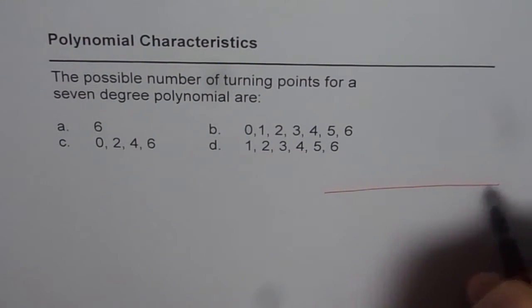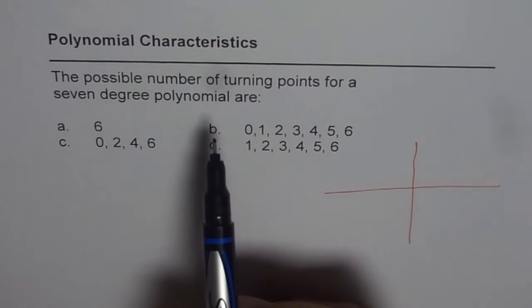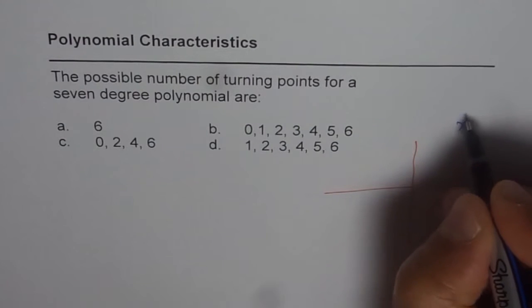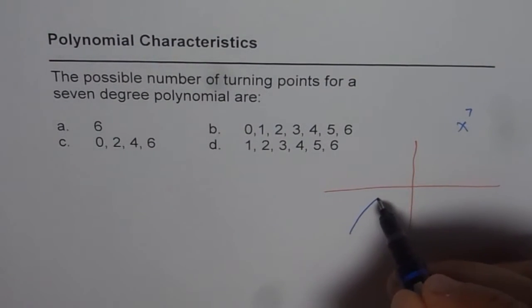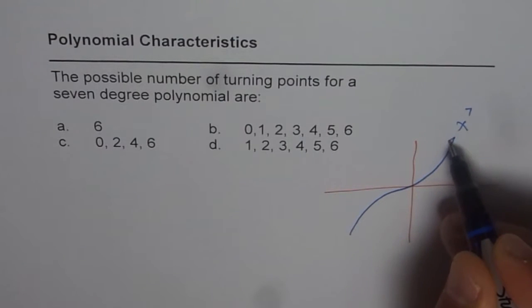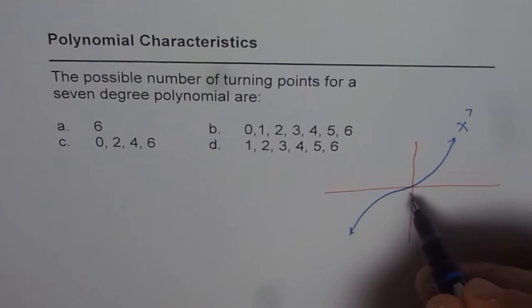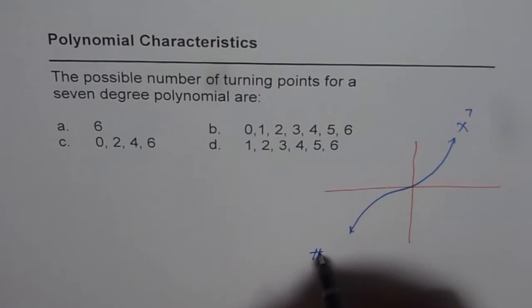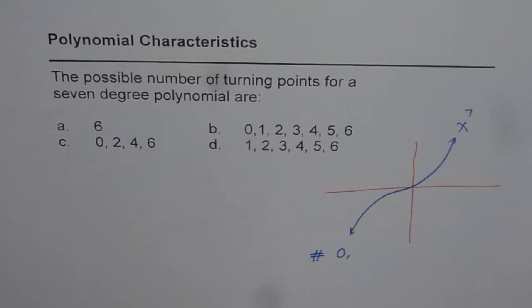So let's try to experiment with it. Well, when we say 7-degree polynomial, we could think about x to the power of 7 as a 7-degree polynomial, and it will look like this. Now this polynomial, as you can see, doesn't turn. So the number of turning points in this particular case is 0, right? It is none. It doesn't turn.